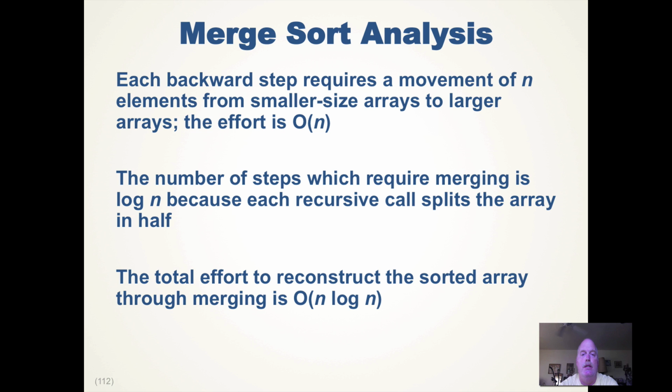So what is the runtime analysis for the merge sort? Basically, you need to move n items from a smaller array into a larger array, so you got a big O of n. And the number of steps that we have to do, the splitting, is basically log n because we're dividing in half. So we have n time effort times log n steps, so it's an n log n algorithm, big O of n log n. So that's an efficient algorithm, much better than n squared.